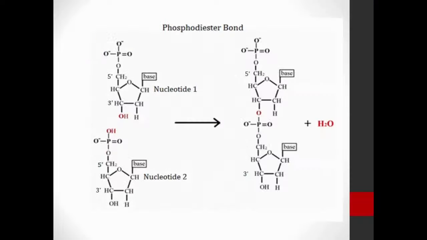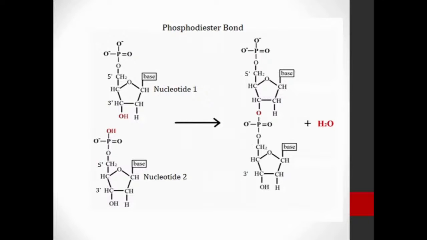We will now understand the formation of a phosphodiester bond between two nucleotides with the help of this diagram. Now see the alignment of the first nucleotide. This is the 5' position of the first nucleotide with a phosphate group, and this is the 3' position with a hydroxyl group. And the second nucleotide is also aligned in a similar way. This is the 5' position with a phosphate group, and this is the 3' position with a hydroxyl group.